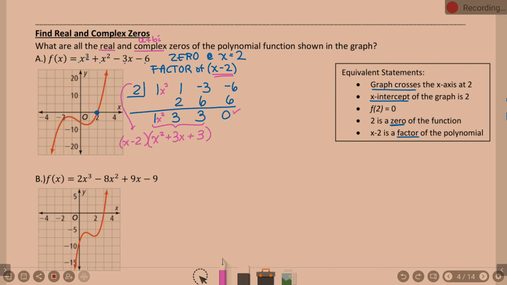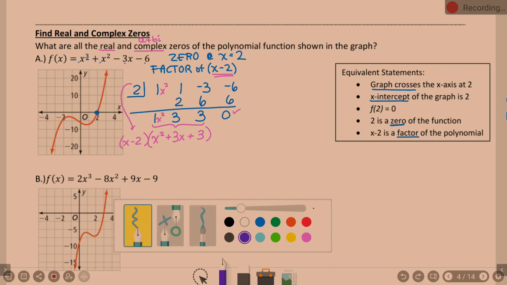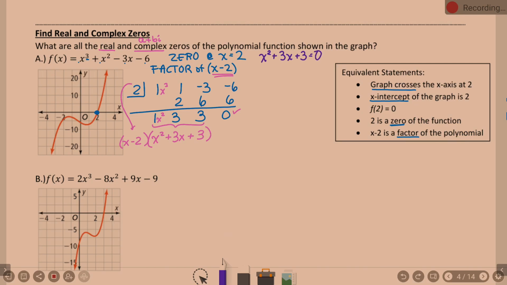So, x squared plus 3x plus 3 equals 0. Well, I'll ask the question because I always do. Does it factor? It's not going to factor. There aren't two numbers that are going to allow me to multiply to be 3 and add to be 3. And here's the deal, guys. If my other two zeros are imaginary, it's not going to factor.